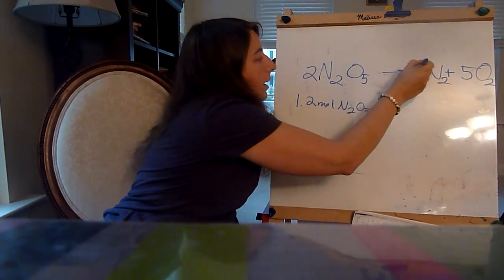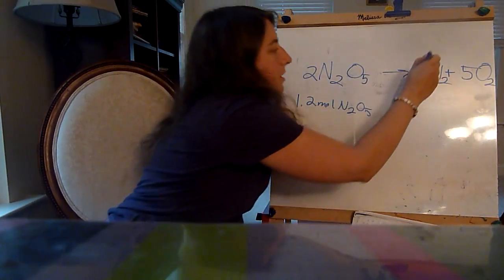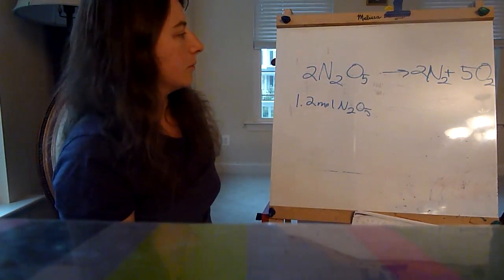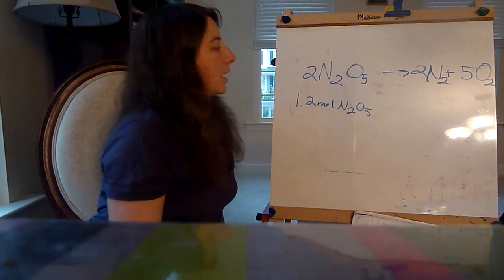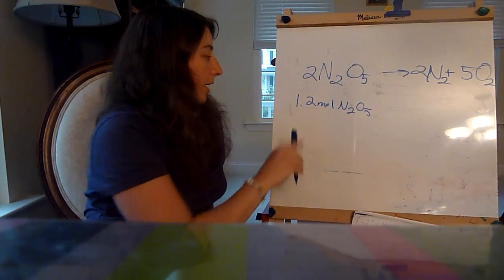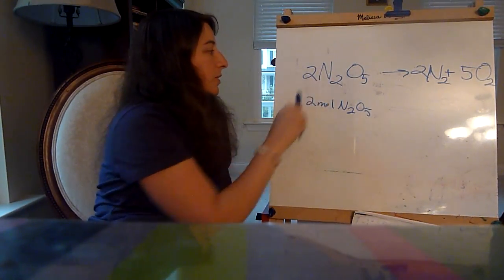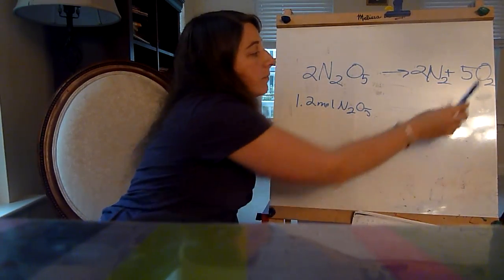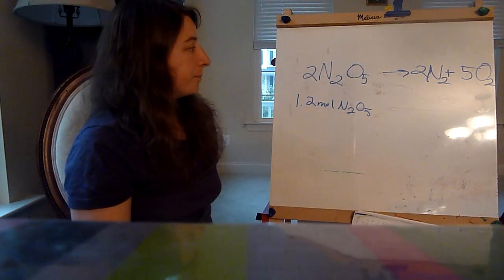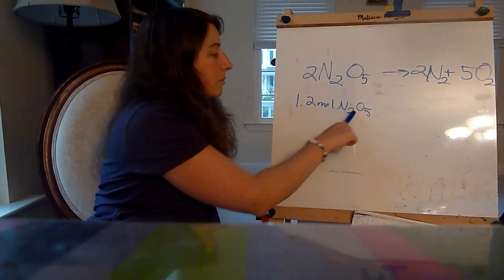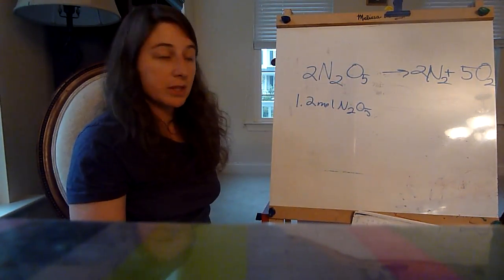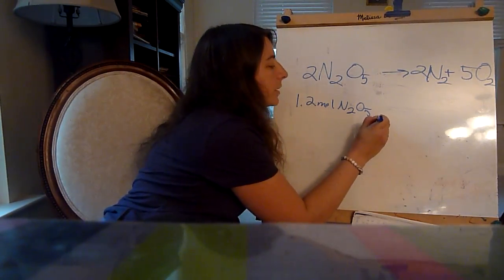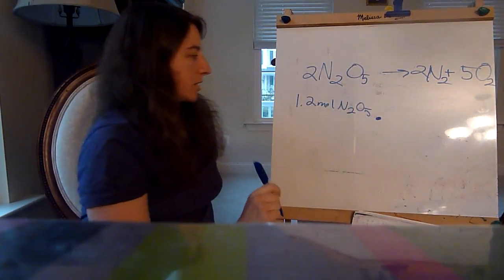Okay, so we're going to have this for the balanced equation. So now we're all good. So anyhow, we're going to have 2 moles of dinitrogen pentoxide decomposed into 2 moles of nitrogen gas and 5 moles of oxygen gas. But we don't know what 1.2 moles of dinitrogen pentoxide would decompose into. But it's very easy to convert using your balanced equation.